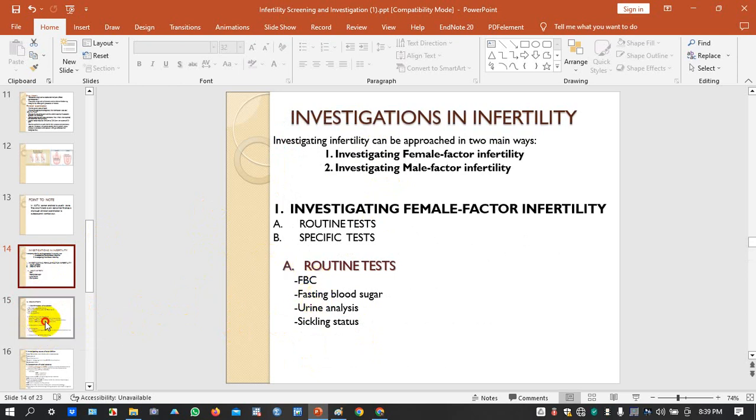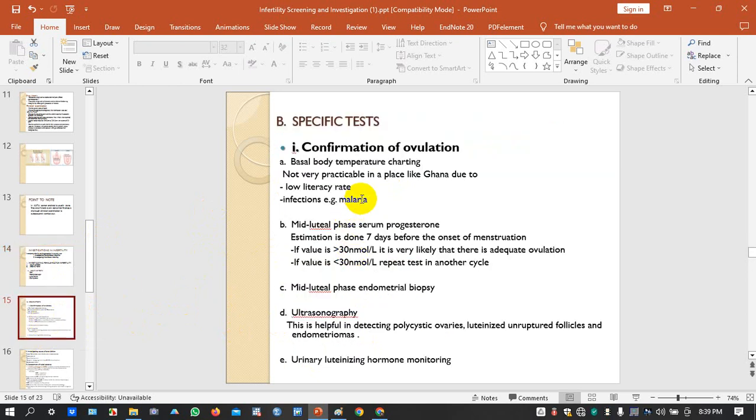So we are now going to the specific tests to be done. And the specific tests to be done are, we need to confirm ovulation. So we use the basal body temperature charting. It is not so very much good in predicting infertility in Ghana, because how many of our women in Ghana are educated to be able to chart their temperature, basal body temperature?